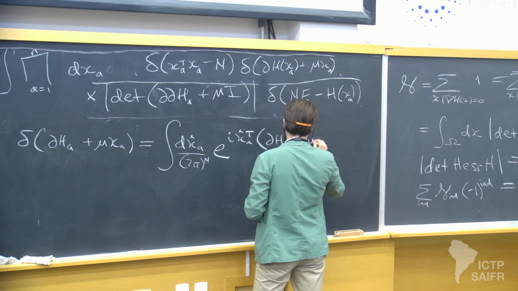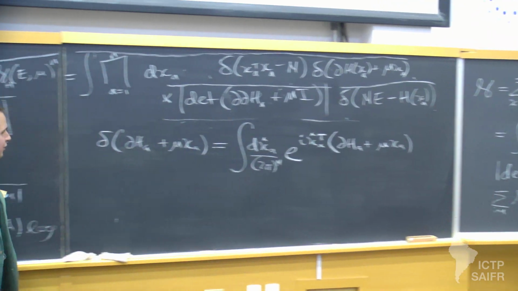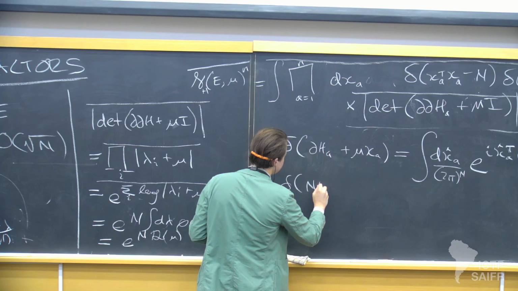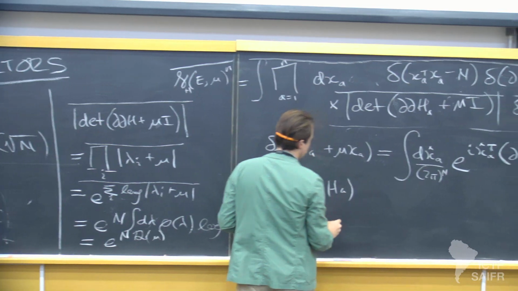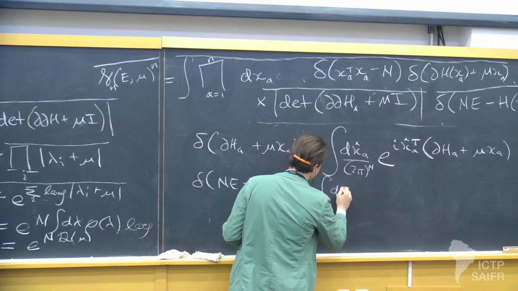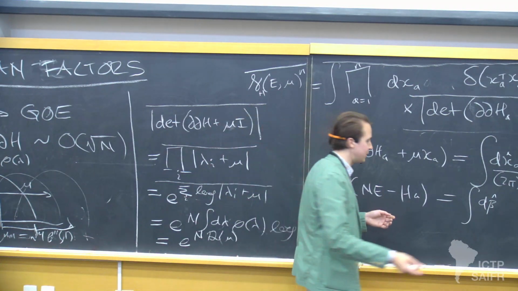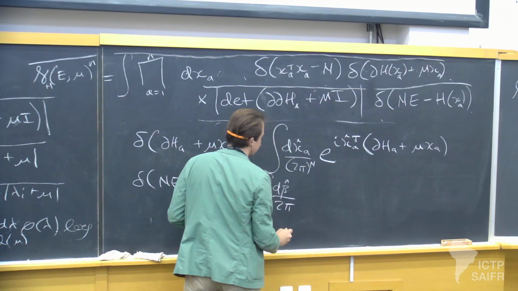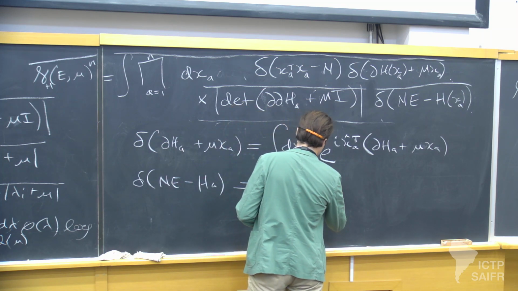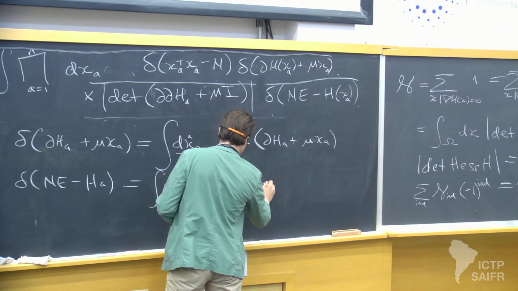Not omega anymore, it's mu x A. So that's something we can do. We can make the same game with the energy, which for evocative reasons, I write as the auxiliary variable will be beta hat. No reason for now. Divided by 2 pi, e to the beta hat times n energy density minus HA.